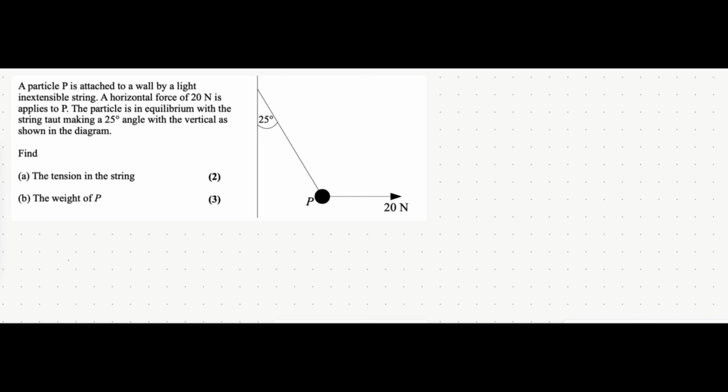In this video, we're going to have a look at resolving forces and looking at how to deal with forces in equilibrium. So let's break this question down. It tells you there's a particle P which is attached to the wall by a light and extensible string. So the term light means that there's no friction acting on the string.